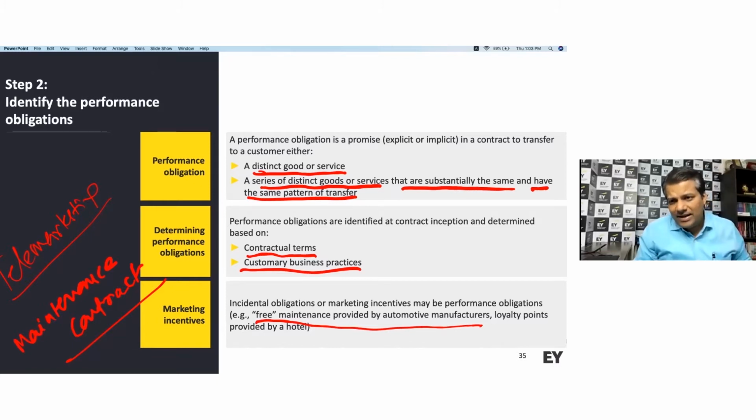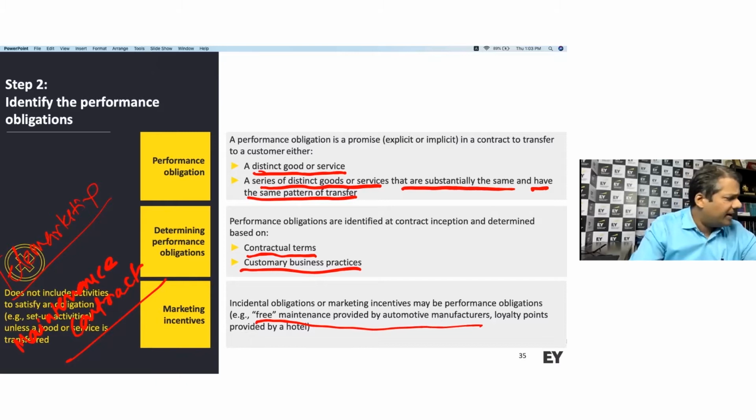As I said, there's nothing called free. So if you buy a car, and along with the car you have a promise that 3 services are free, right? Now, if the 3 services are free, this is not warranty, this is services which are free. Then you need to identify that as a separate performance obligation, right? And then account for them appropriately. And we will talk about all of that, from that perspective.